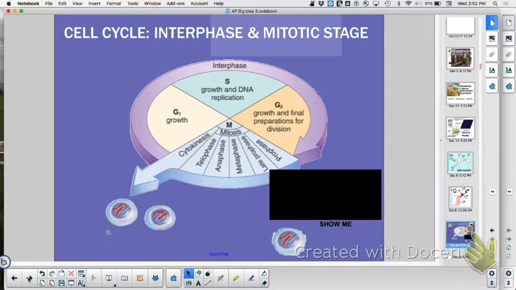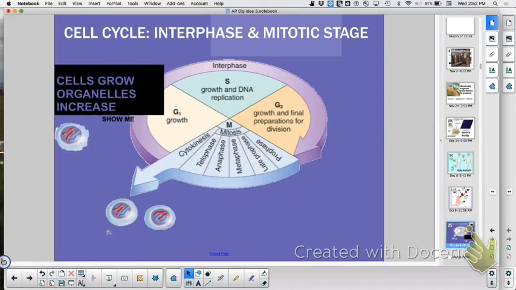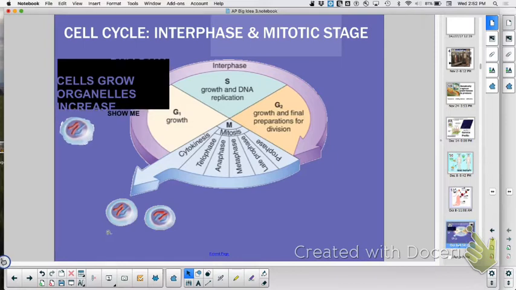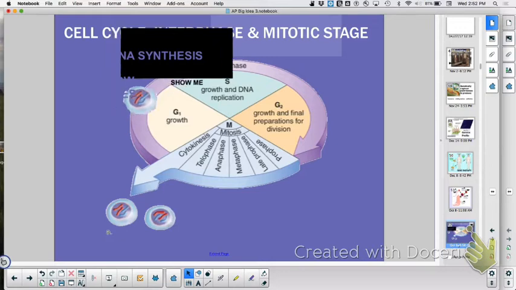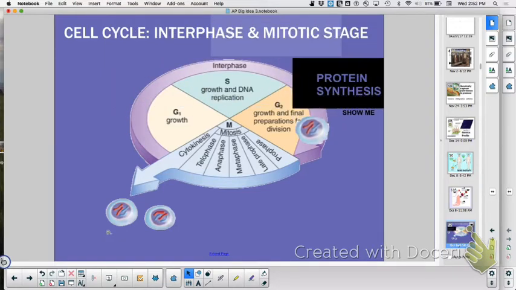G1, what happens during G1? Cell grows, organelles increase. What happens during the S stage? DNA synthesis. What happens during G2? Protein synthesis. Prophase, metaphase, anaphase, telophase, cytokinesis, right? And telophase and cytokinesis may overlap.